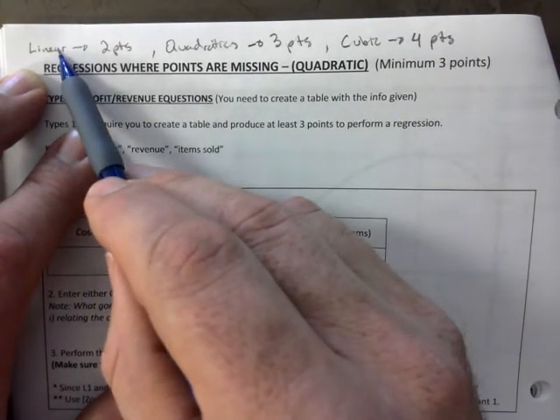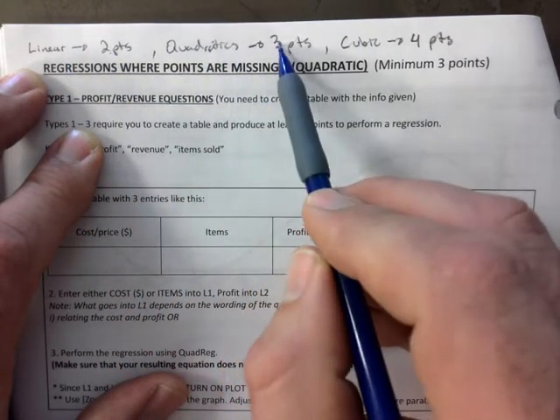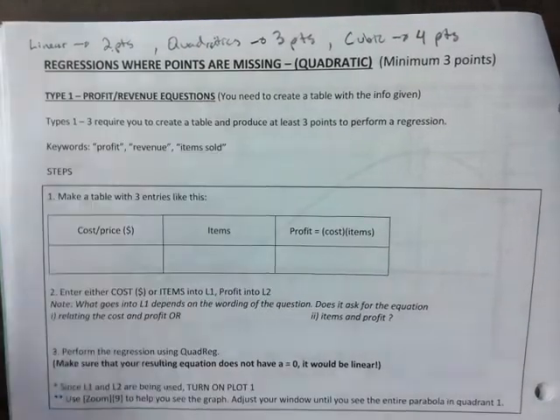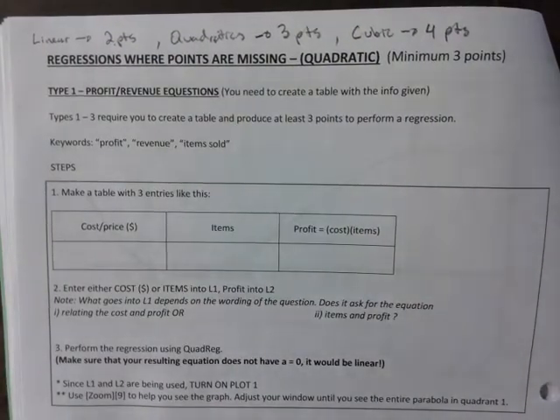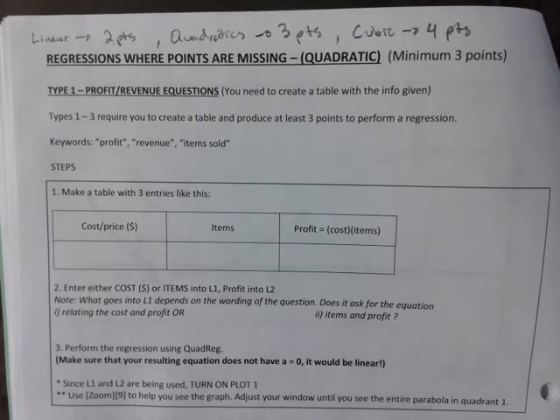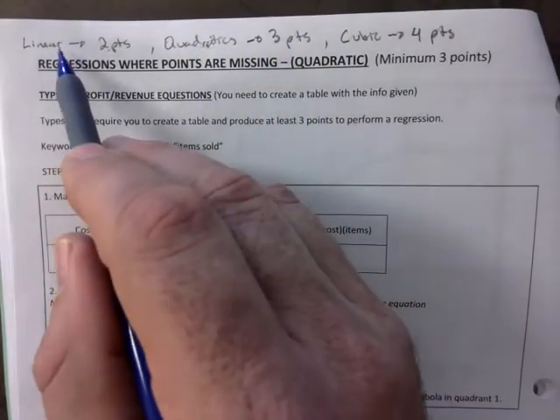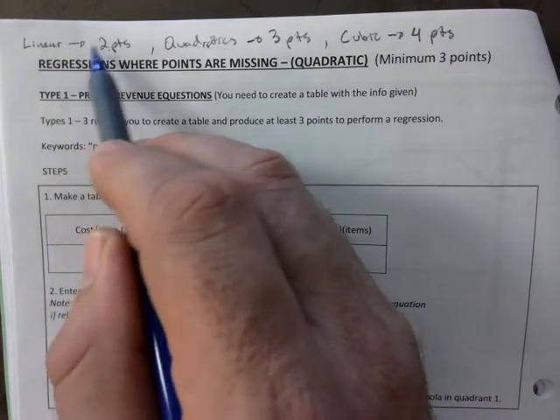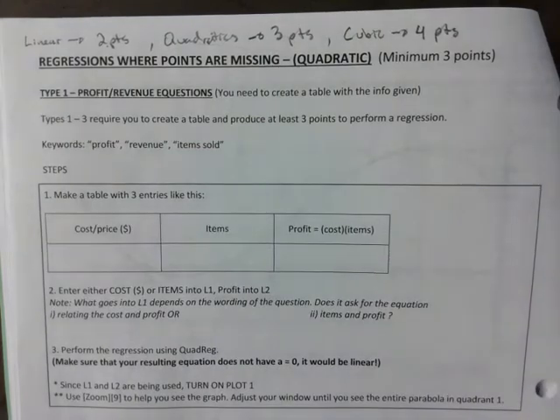And do you notice that it's degree plus 1? Degree of linear is 1, plus 1 is 2. Degree of quadratic is 2, plus 1 is 3. So it's 1 more than the degree. That's the minimum number of points that it needs to actually perform the regression. Okay, so today we're going to focus on quadratics. You notice that for linear, I'm not spending a whole lot of time because it's not as complicated.